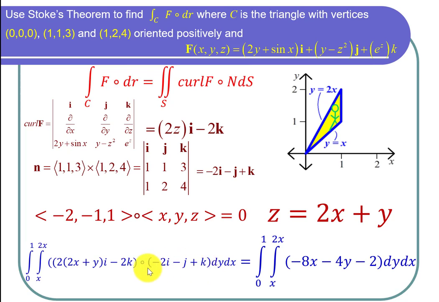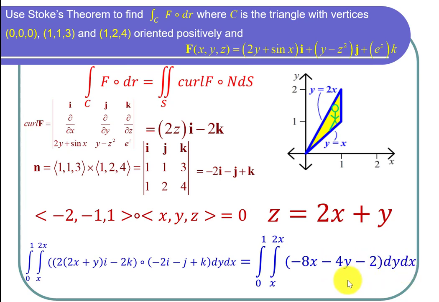Now the next step is just to take the dot product. I multiply the 2 through and I get 4x plus 2y. Then I take the dot product, so I multiply that by negative 2, and that gives me negative 8x minus 4y. And then negative 2k dotted with k gives me negative 2. So I just have the double integral from 0 to 1, and then x to 2x, of negative 8x minus 4y minus 2 dy dx.